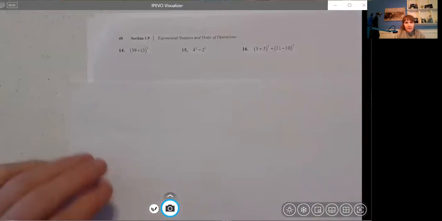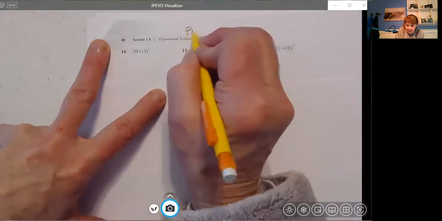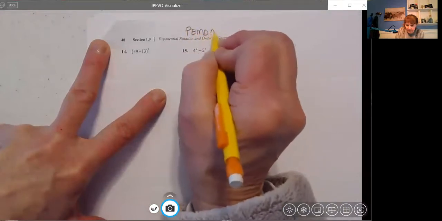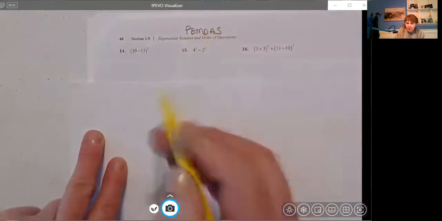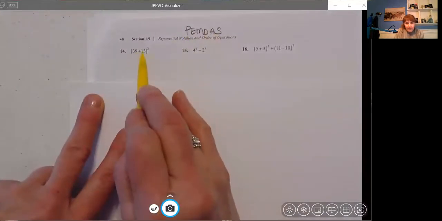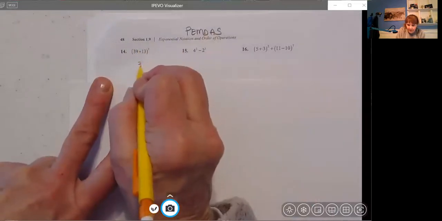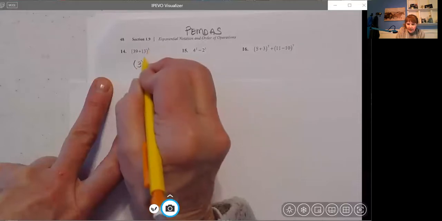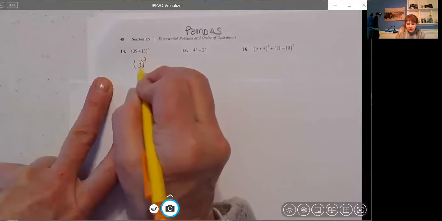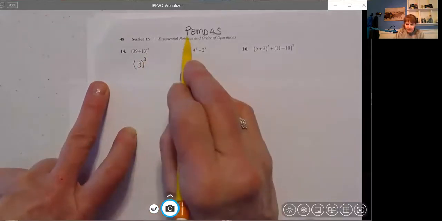39 divided by 13. So again, we're doing the PEMDAS. I can write that up here. So we'll do what's in the parentheses first. We'll take 39 divided by 13. That gives us 3. I'll keep the parentheses here. I still have my 3 as an exponent. So this is 3 cubed. All right. So we did the parentheses.